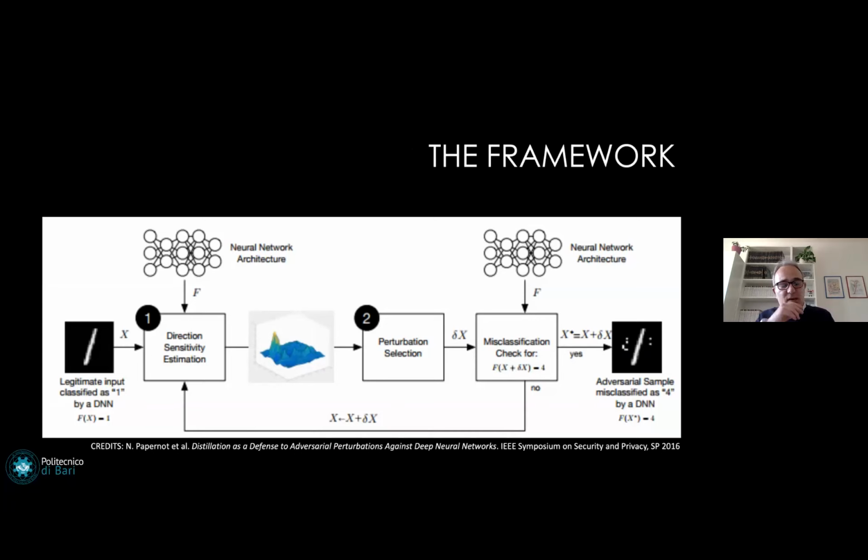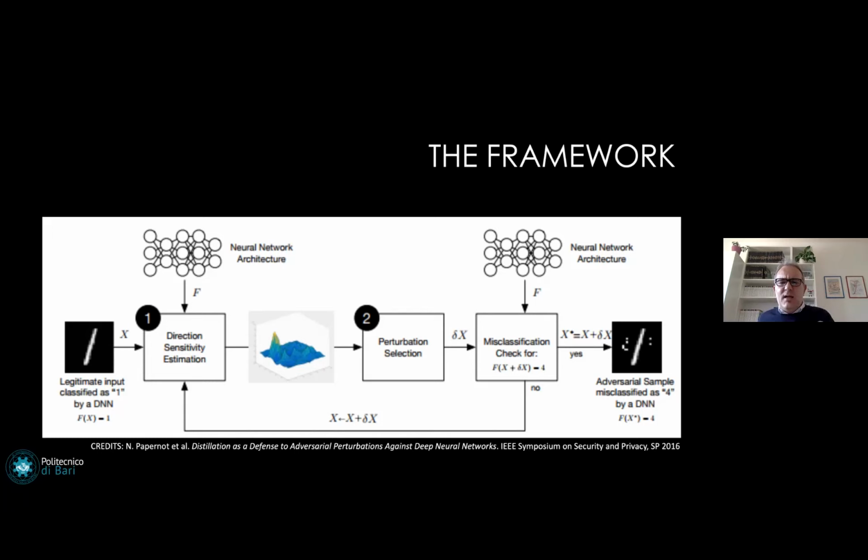So, for example, we have an image representing the number 1, and we want to add some adversarial noise to this image such that this image is misclassified, for example, as 4. So what we can do is to look at the model, for example, compute the Jacobian of the model such that we have an indication about the sensitivity of the model. Given this indication, we can select the perturbation, add it to the input, and check what happens with the classification of this perturbed input.